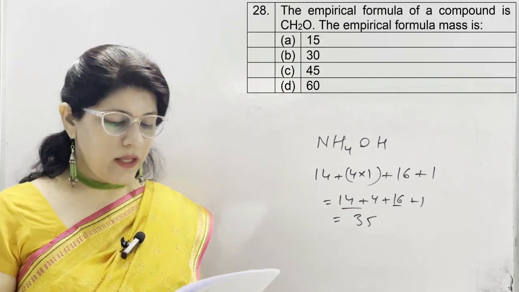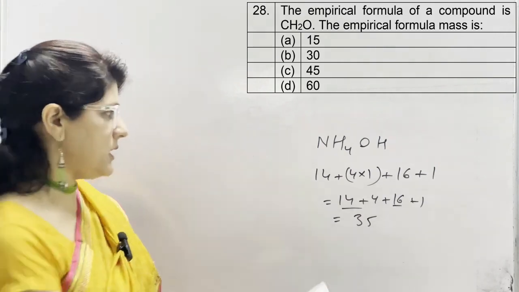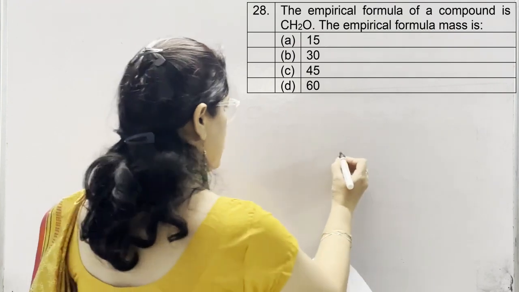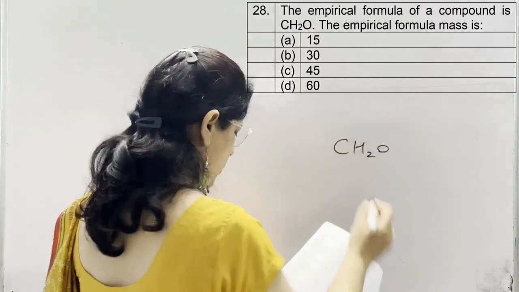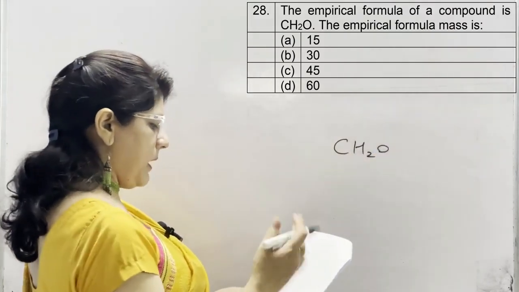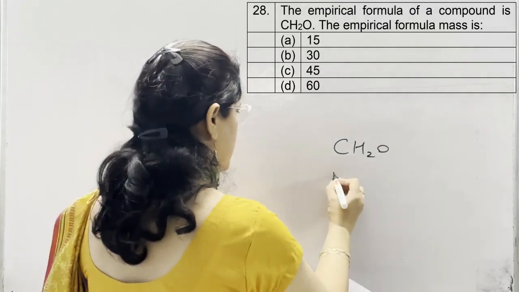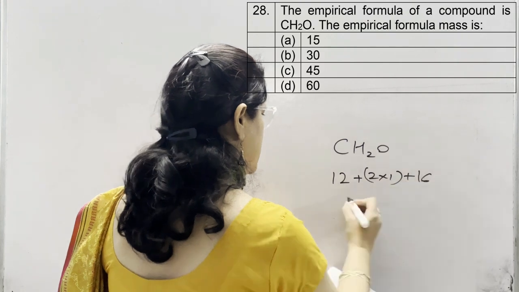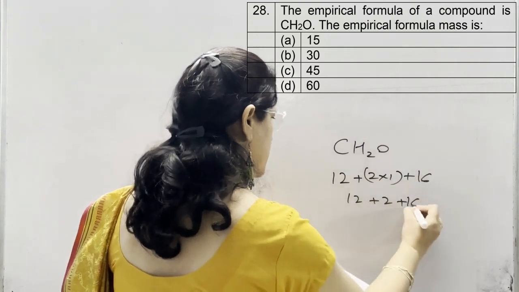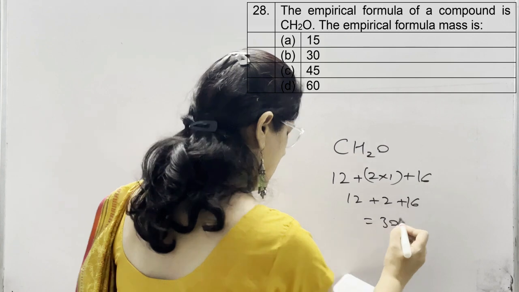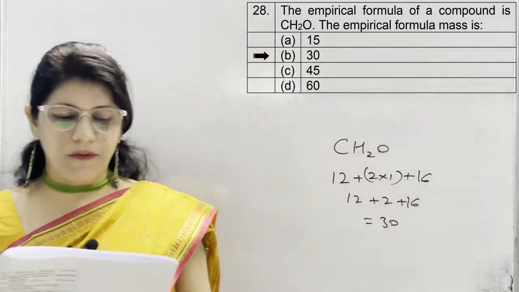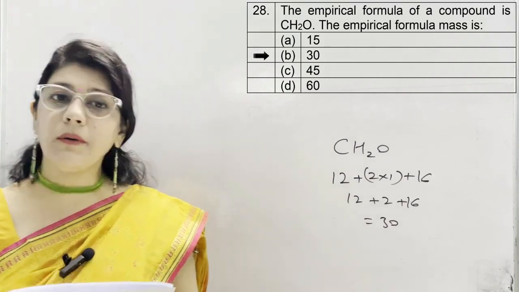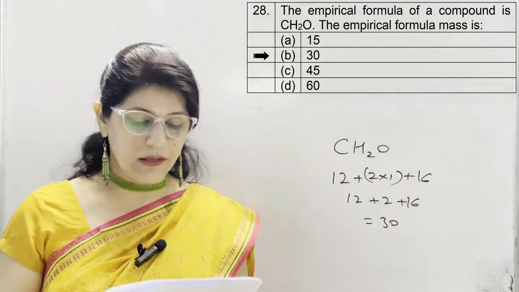Question number 28. The empirical formula of the compound is CH2O. Empirical formula is given as CH2O, and for the empirical formula mass we just need to calculate the mass. For carbon it is 12, for hydrogen it is 1, and oxygen it is 16. So 12 plus 2 plus 16, it means it is 30. Options A is 15, B is 30, C is 45, and D is 60. And option number B, which is 30, is correct.